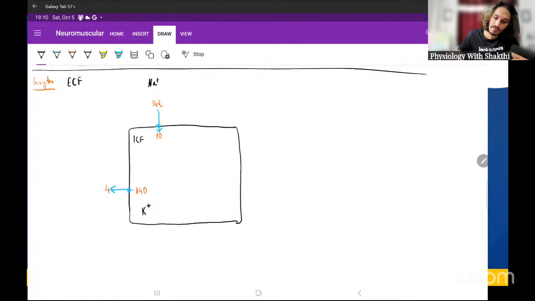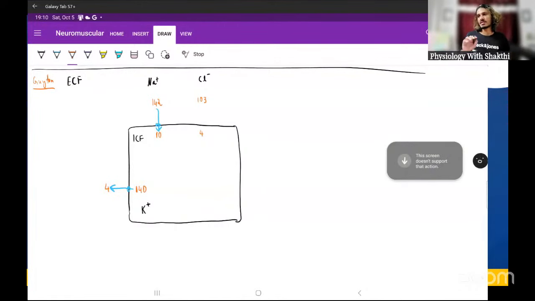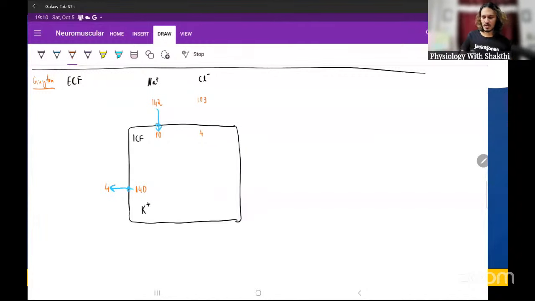Second point, the major extracellular anion is your chloride. The chloride, if you look at it outside, is going to be 103. And inside maybe 4. This again depends on the type of cell, but usually in muscles it is like 3 to 4. But in Guyton, that's the value I'm giving you. So what would happen if you open up a chloride channel?